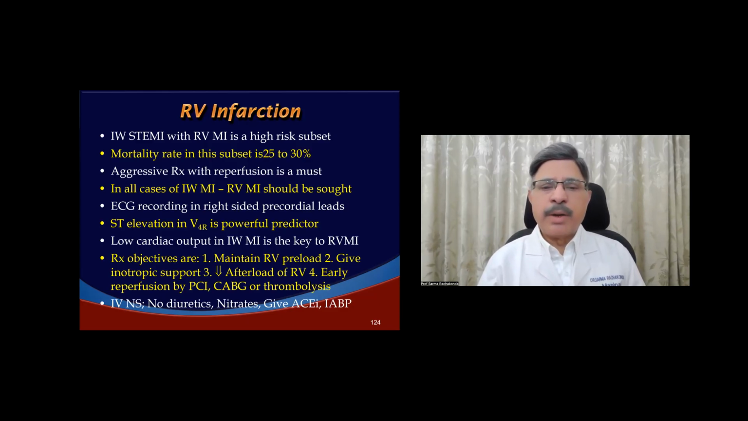Treatment objectives: maintain the RV preload, give inotropic support like dopamine, decrease the afterload of the RV, and early reperfusion by PCI, CABG or thrombolysis. IV normal saline, no diuretics, nitrates, ACE inhibitors, intra-aortic balloon pump. So normally, in case of RV infarction, generally we don't use the diuretics. We use normal saline, and then nitrates, ACE inhibitors, intra-aortic balloon pumping.